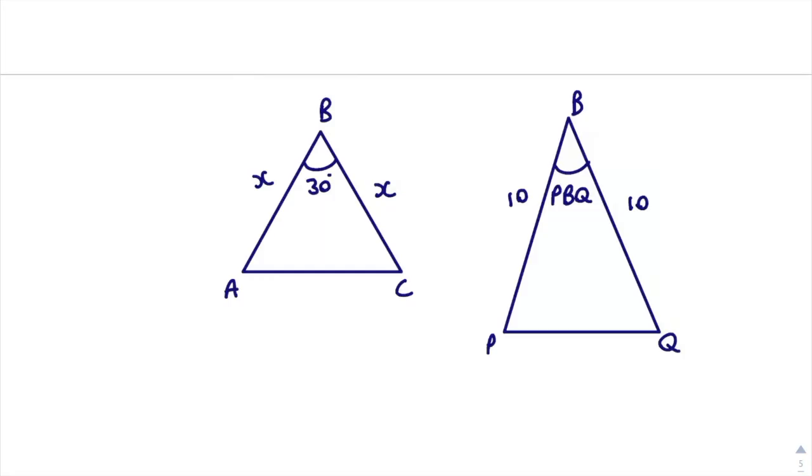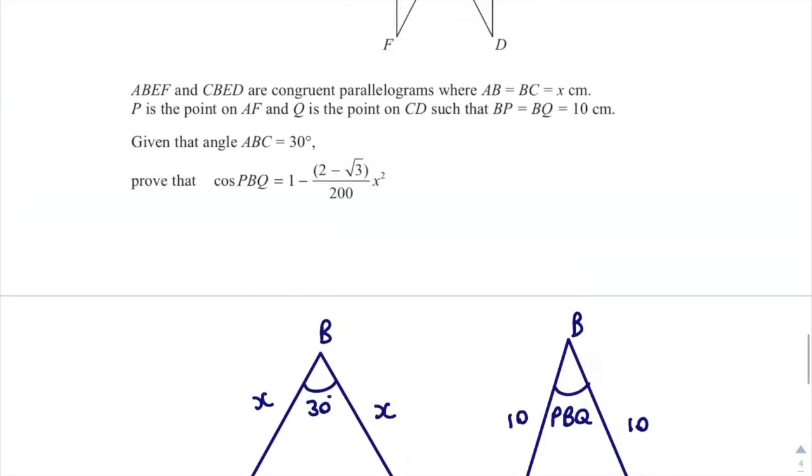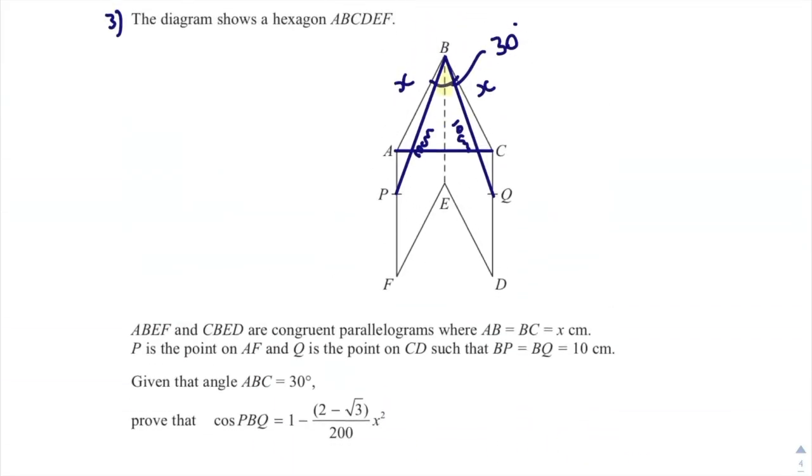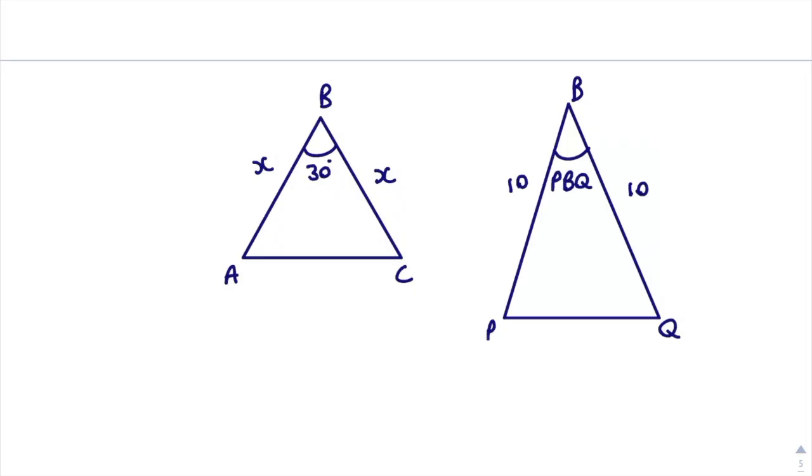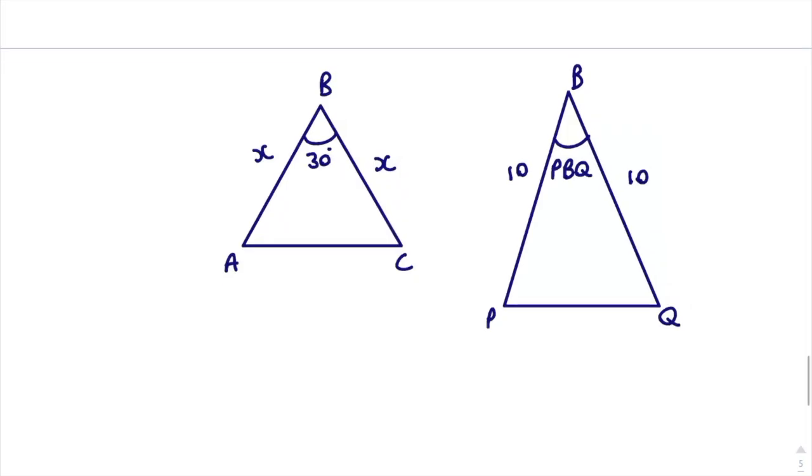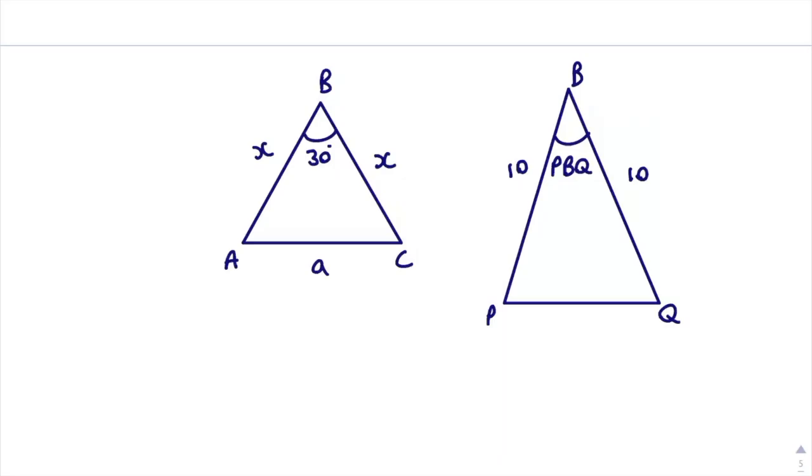They're non-right angle triangles. We've got two side lengths, and we've got one angle. So we could use the cosine rule to work out the other side length. So we could work out the length of AC, and we could work out the length of PQ. Something that's interesting about the lengths of AC and PQ is if we look on the diagram, you should be able to see that AC is the exact same length as PQ. So we could call the side length of AC a, and we could call the side length of PQ a as well.